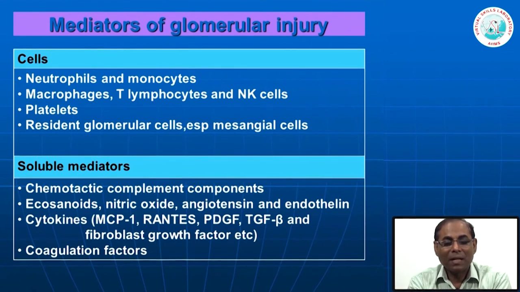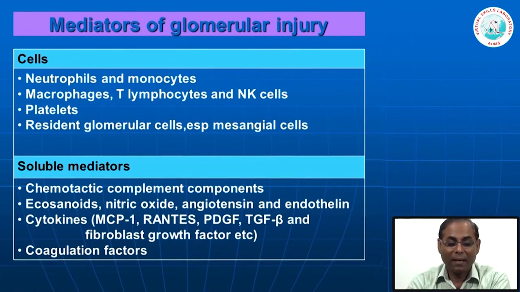Similarly, other cells which can come into the glomeruli are monocytes, macrophages, T lymphocytes, and natural killer cells. Platelets in exudative glomerulonephritis can form thrombi and activate more pro-inflammatory pathways. And there are resident glomerular cells, especially mesangial cells. Mesangial cells are derived from the mononuclear macrophage system, so in an inflammatory situation, sometimes they can also produce pro-inflammatory cytokines and cause more injury.